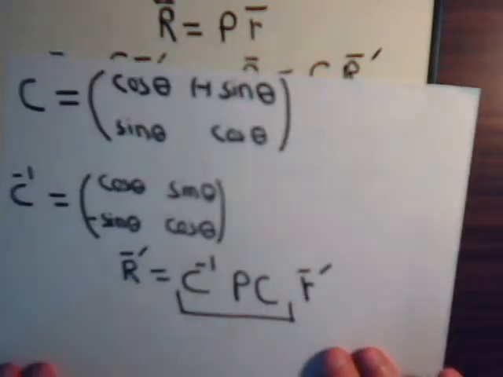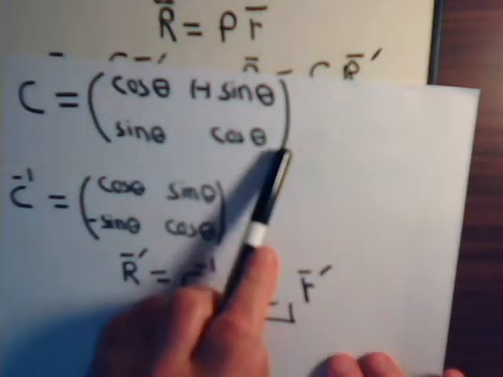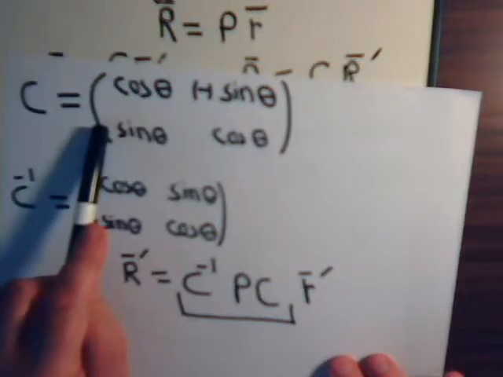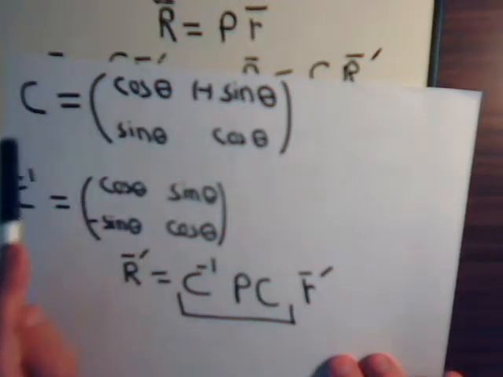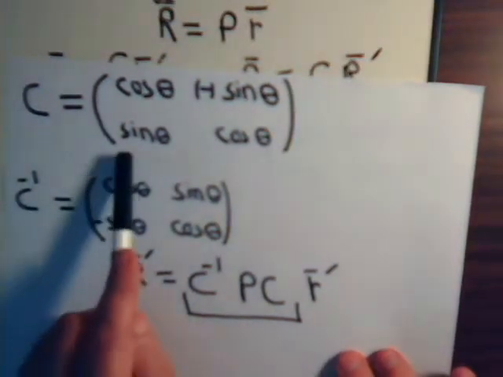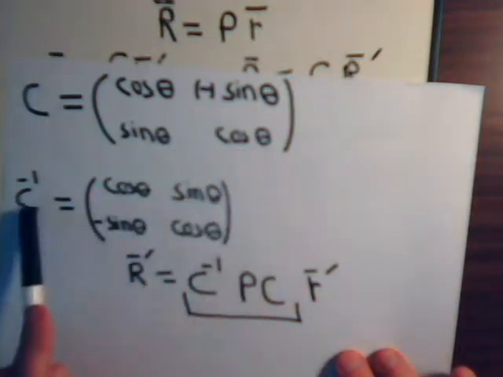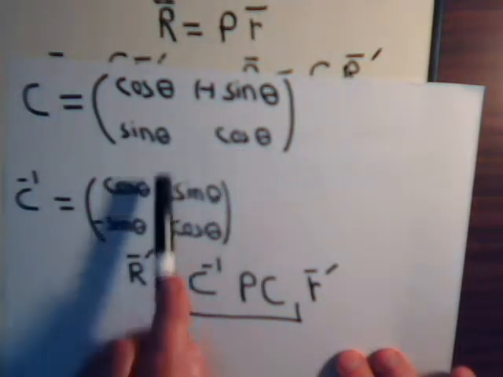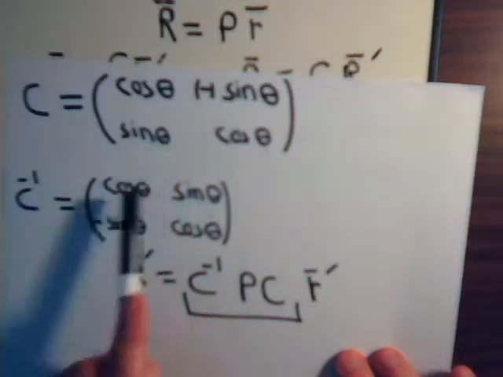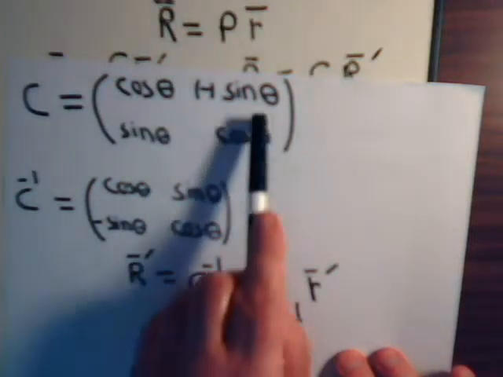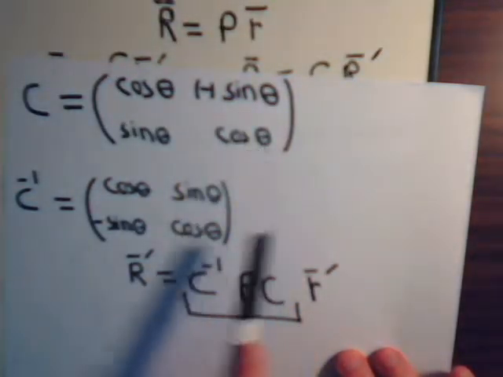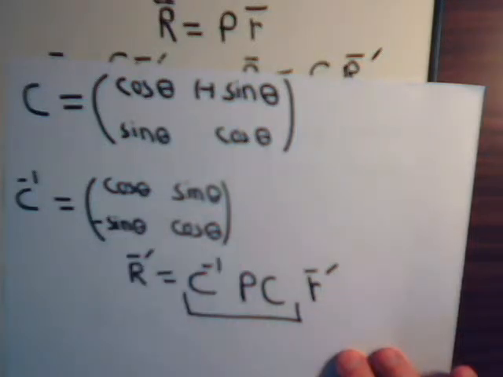We just said that it is orthogonal. One of the properties of an orthogonal matrix is that the inverse of this matrix is just its transpose. So C inverse is just this: cosine theta, sine theta is now that row, minus sine theta, cosine theta is now this row.